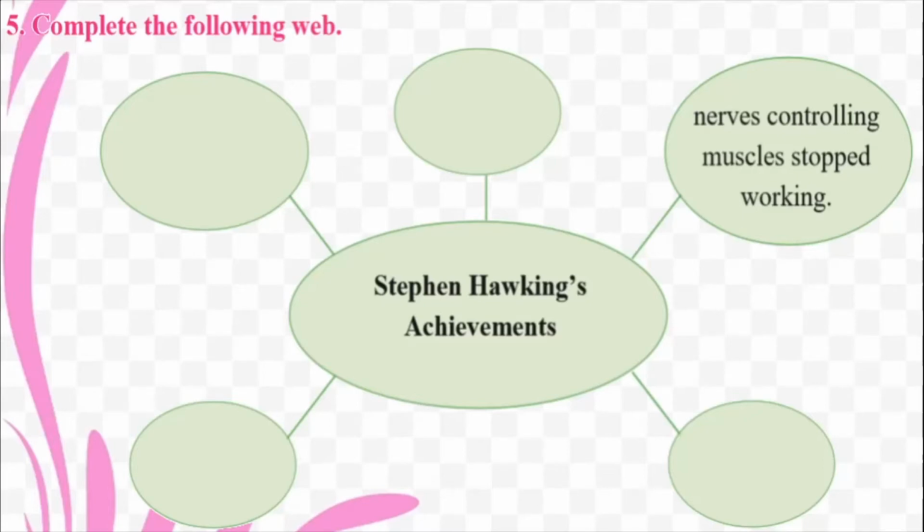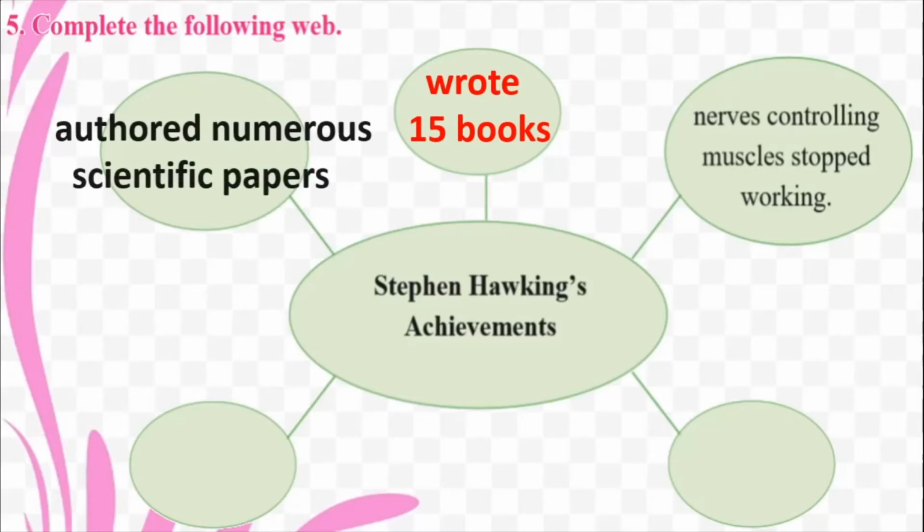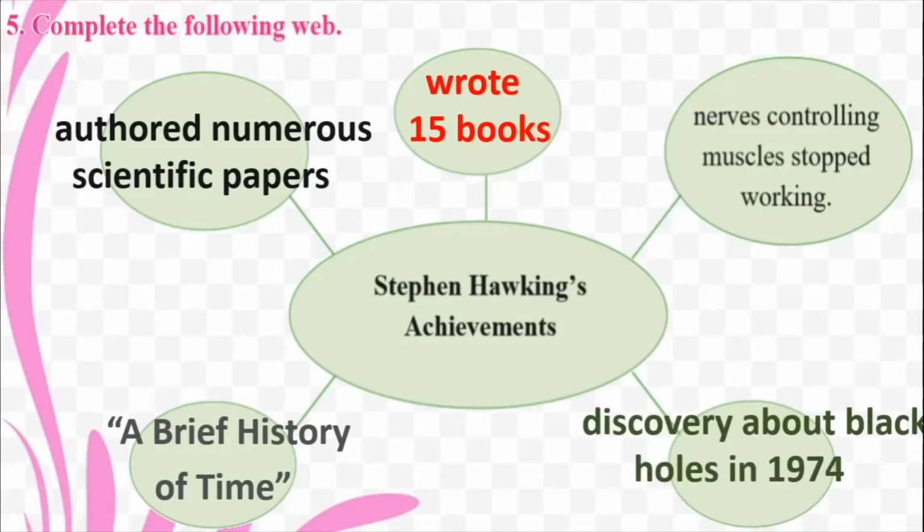But in spite of that, you will see that he wrote 15 books, we saw, and also he authored numerous scientific papers. He was a physicist as well. And we saw that he wrote the book A Brief History of Time. Along with that, he discovered black holes in the year 1974. So all this was in spite of being confined to a wheelchair. So this is what we learned in the first part of the lesson. Along with it, we did a little exercise in grammar also. So now let us move on and do some more grammar and vocabulary exercises for the day.